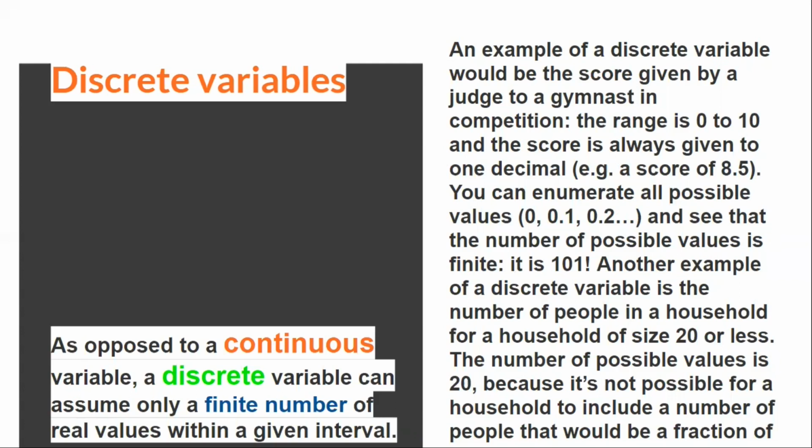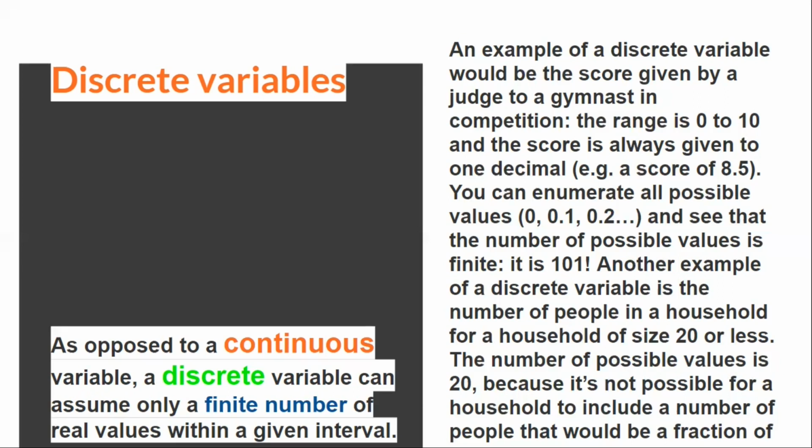An example of discrete would be the score given by the judge to the gymnast in competition. The range is 0 to 10, and the score is always given to 1 decimal, for example, a score of 8.5. You can enumerate all possible values 0.0, 0.1, 0.2, and so on, and see that the number of possible values is finite. It is 101 possible values that you can have as a score for the gymnast.